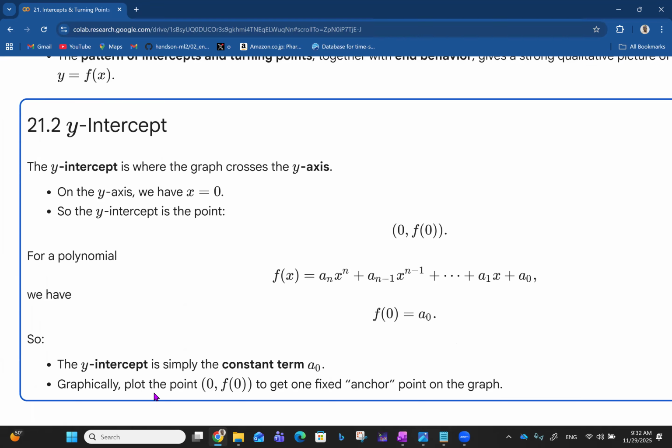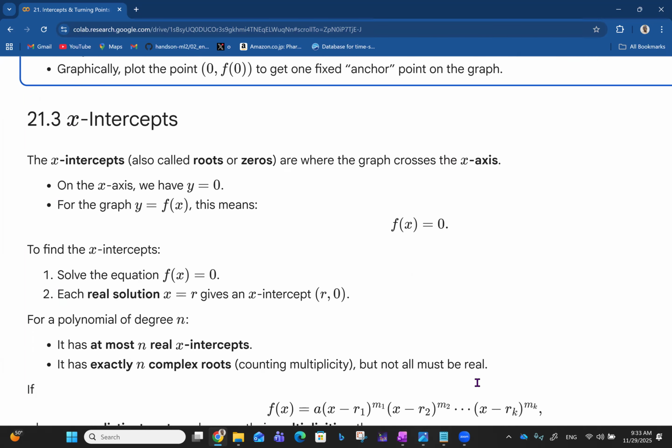So graphically, we can plot the point 0, comma f of 0 to get one fixed anchor point on the graph. So, I mean, that's a wise way to even start. If you want to plot a graph and maybe you don't even have a tool like an app to use, like Desmos that I always use, you can already get a sure point on the curve by just substituting x equals 0. So there you get the y-intercept.